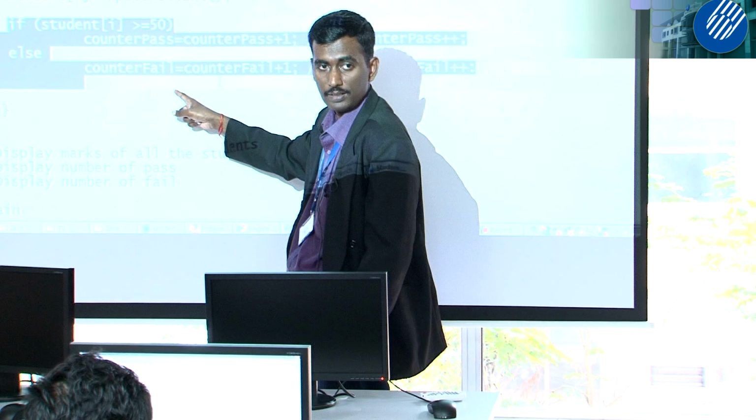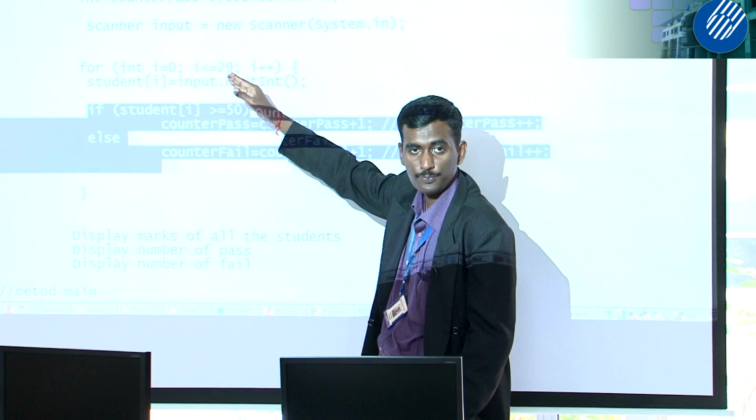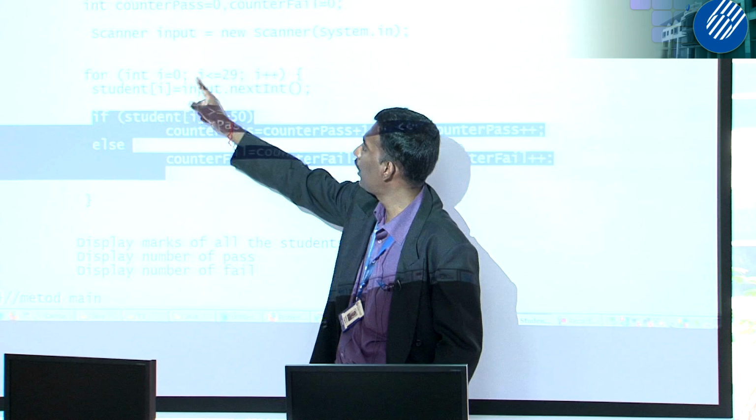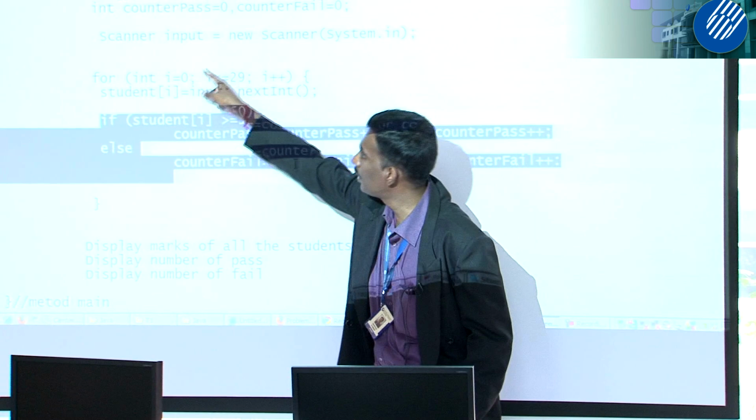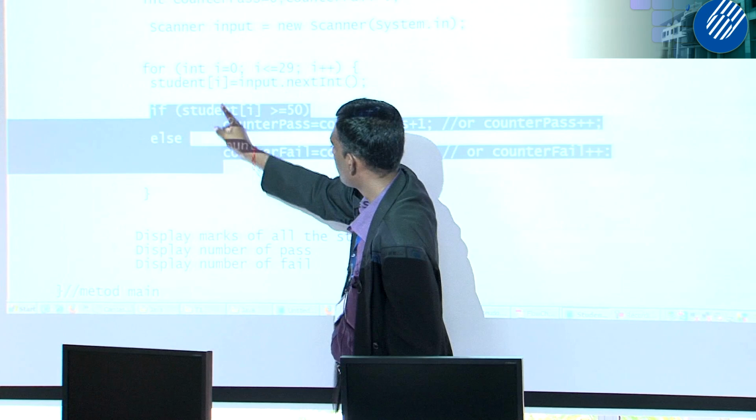After this process has been executed, it will go up. i++. Initially i was 0. Now i becomes 1. Then it will go here. Is 1 smaller than or equal to 29? Yes, true. Then it will go again here. So student i, i is 1, student 1 is the second student. You get the marks, compare, then go up again, i++.